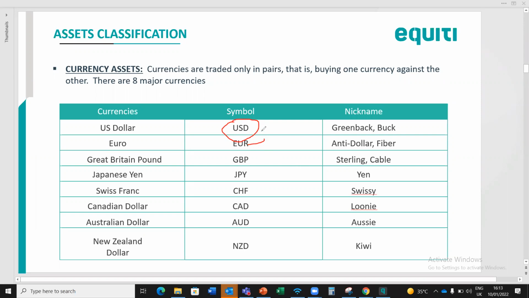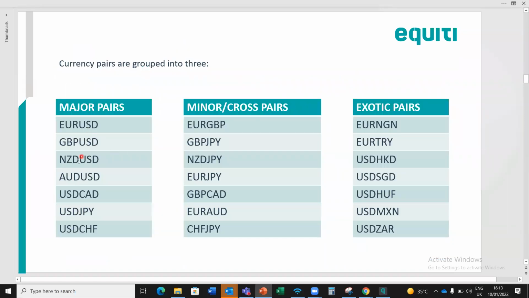So we can have the EUR USD, we can have GBP USD, we can have USD JPY, we can have USD CHF, we can have CAD USD, we can have AUD USD, and then we can have NZD USD. All of them individually being paired with the United States dollar form what we call the major currency pairs, and that is what we have here: EUR USD, GBP USD, NZD USD, AUD USD, and so on. Now we talk about the minor or the cross pairs.